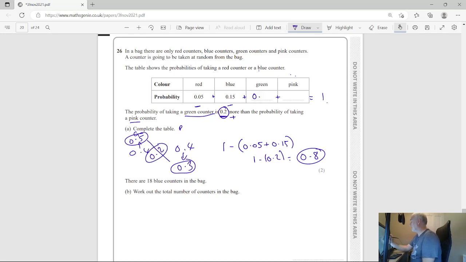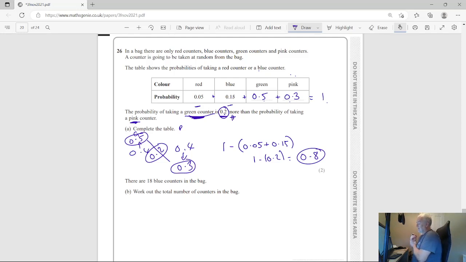So green is going to be 0.5, pink is going to be 0.3. The gap is that green is 0.2 more than taking a pink counter. So if I add 0.2 onto the pink, I end up getting the green one. So again, we've got 0.3, 0.5, that gives me 0.8. Blue gives me 0.95. Add the red, gives me one whole one.